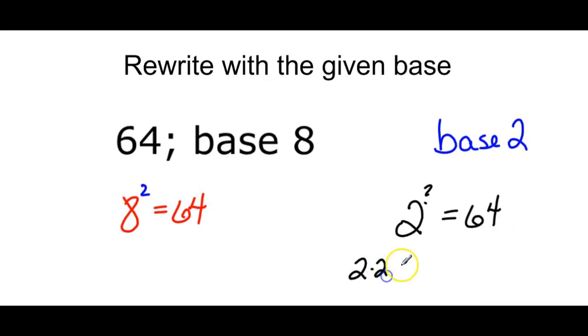2 times 2 is 4, times 2 is 8, times 2 is 16, times 2 is 32, times 2 is 64. So that's 1, 2, 3, 4, 5, 6 2's that I had to multiply together. So this would be to the 6th power. Okay? And that's it. Very quick and simple.